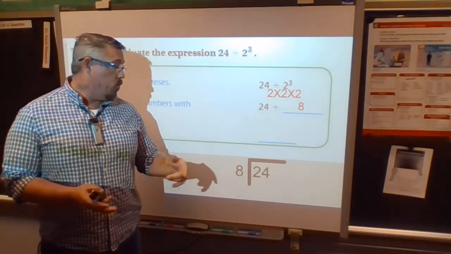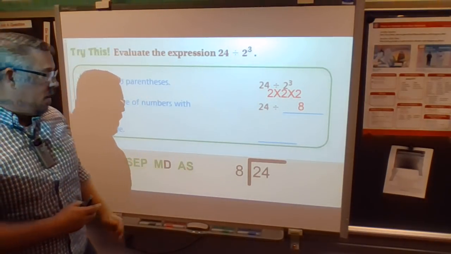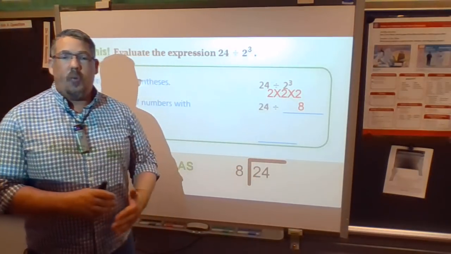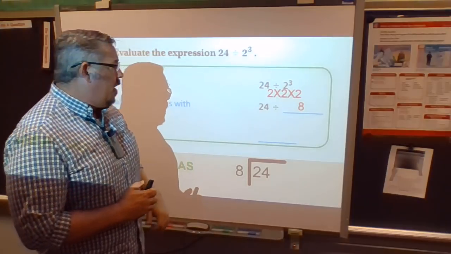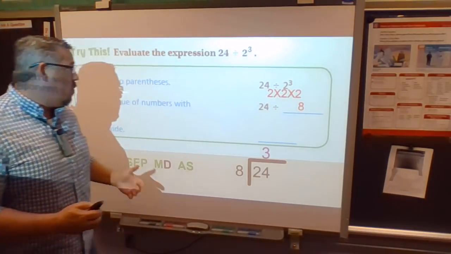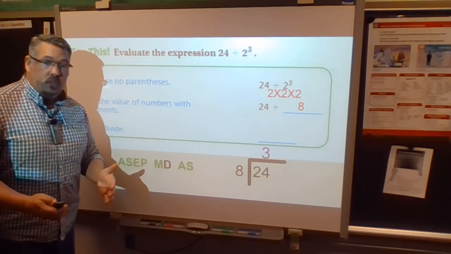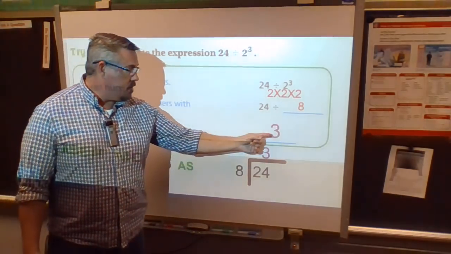So 24 divided by 8 is the way I say it. And the one that's inside the box is the one I type into my calculator first. 24 divided by 8 gives me an answer of 3. So I know my final evaluation, my final answer, is simply 3.